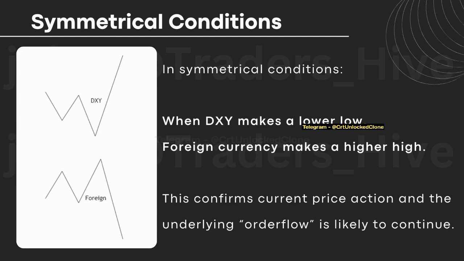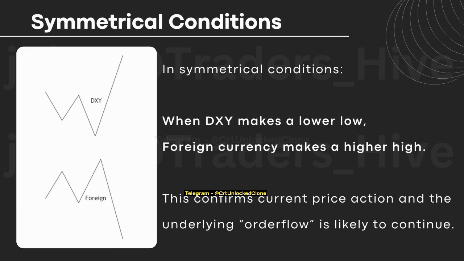At the same time, we know that DXY is going to be in a bearish structure, and it will consistently be making lower lows and lower highs, moving in perfect inverted symmetry with euro dollar, right? And as long as this continues, both the assets are going to be in a symmetrical condition. And this means that the underlying order flow or the underlying structure for both DXY and EU would continue, and there are no signs of reversals at the moment.